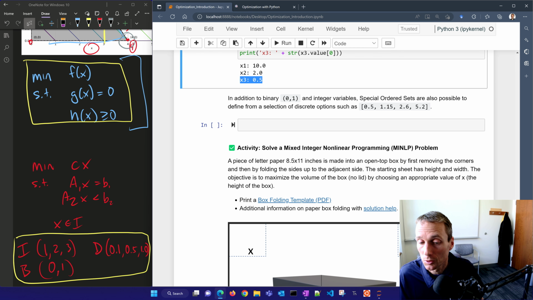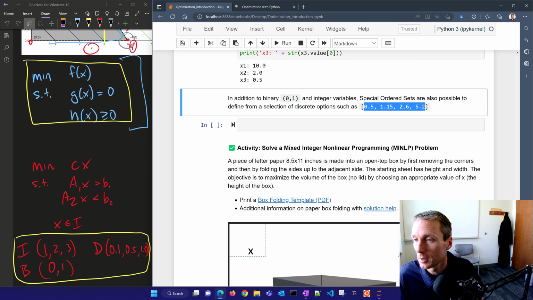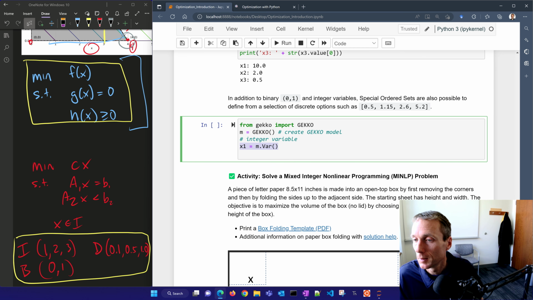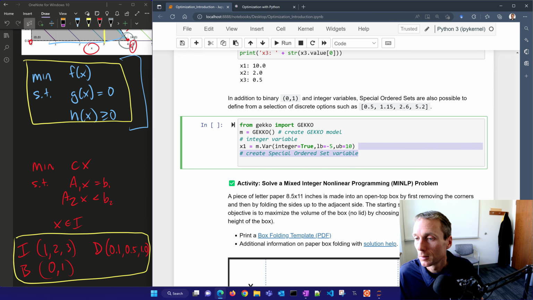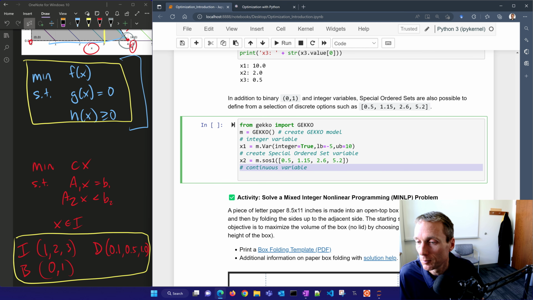Okay, let's go and do the discrete one. Maybe we want to select one from this list right here. So let's go ahead and just define this problem again. But we're going to create a special ordered set. So x2 is m.sos1. That's special ordered set, first type. So basically you can have just one of those values. sos2 is you could have two of those values. It's a different form for that, but let's go ahead and just create this 0.5, 1.15, 2.6, 5.2.